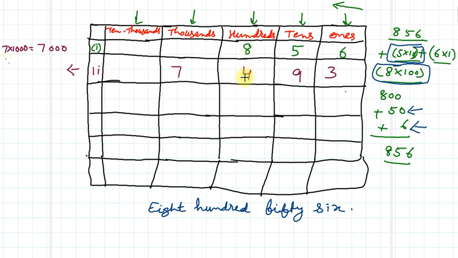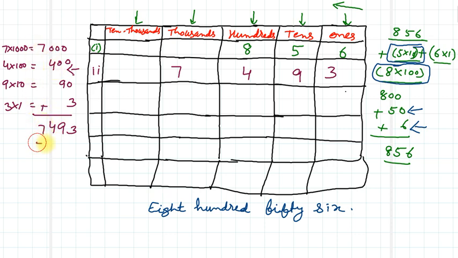400s, 4 into 100, we can write it as 400. Next is 9 tens, so 9 into 10, that means 9 tens are 90. 3 into 1 will become 3. Now we will add it. Here 9 plus 0 plus 0 is 9, 4 plus 0 is 4, and 7. So this has become the number 7493.